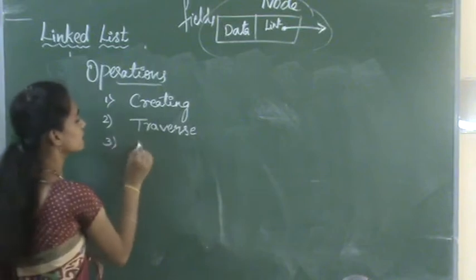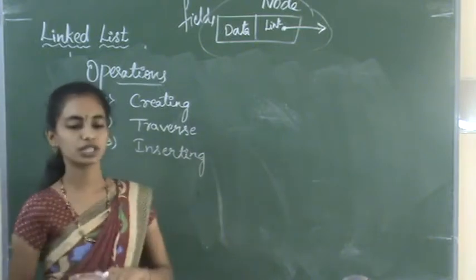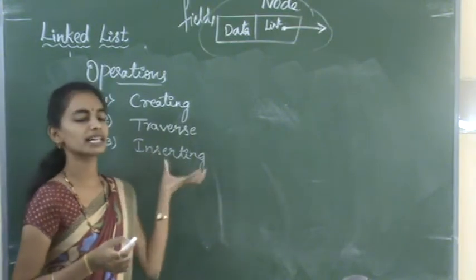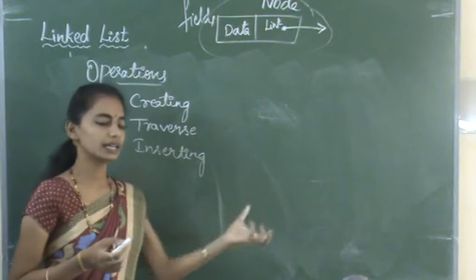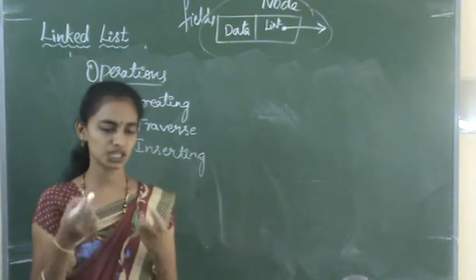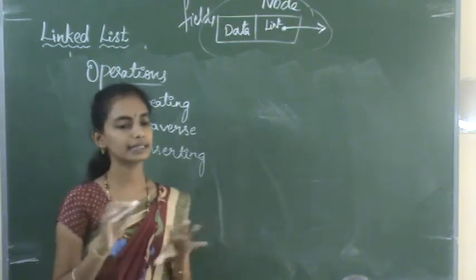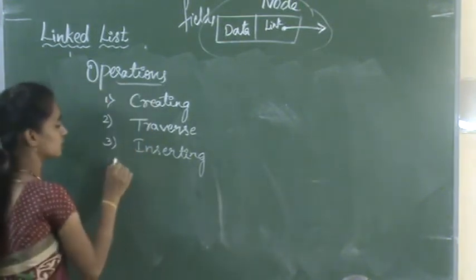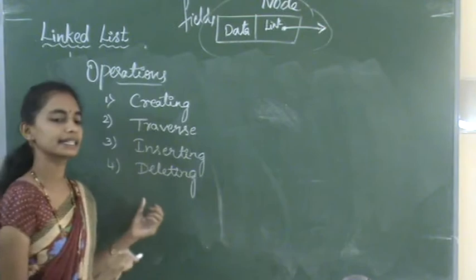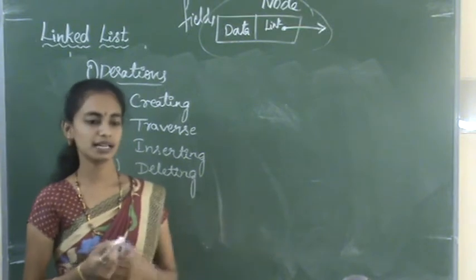So the third operation is inserting into a linked list. So we can insert or add a new node into the linked list. We can add that node at the beginning, at any position, or at the end of the linked list. So we can insert in 3 different ways. The next operation is deleting. Deleting from the linked list means we are removing the node from the linked list.